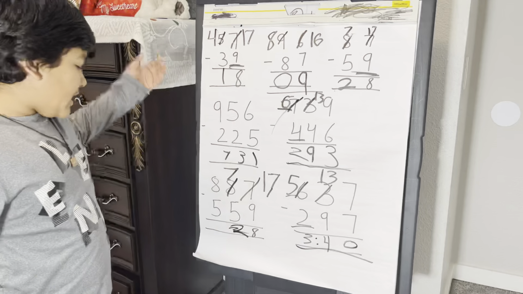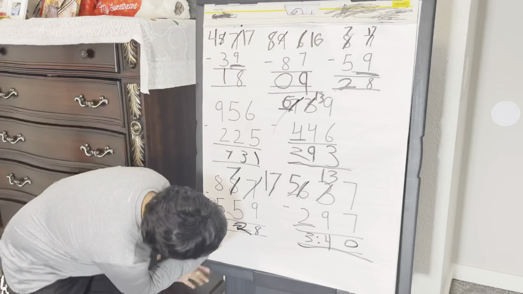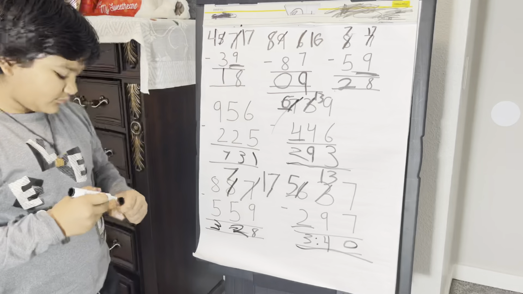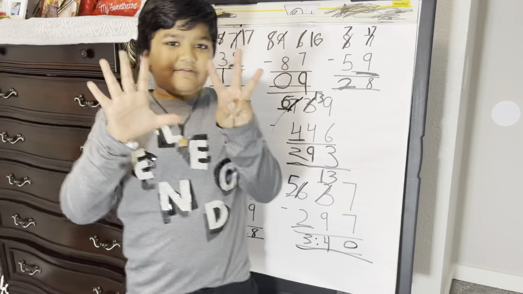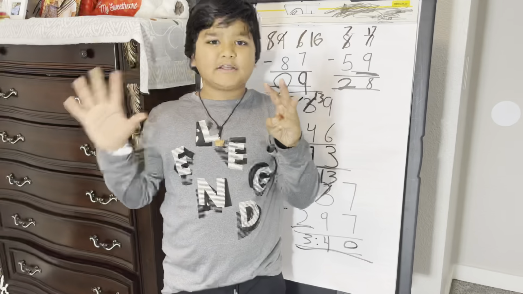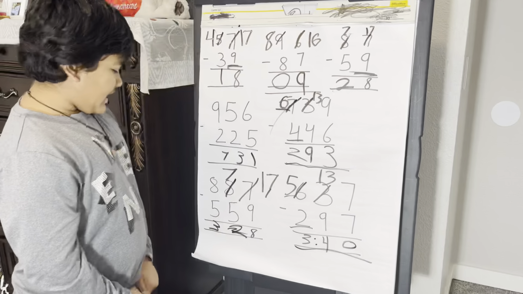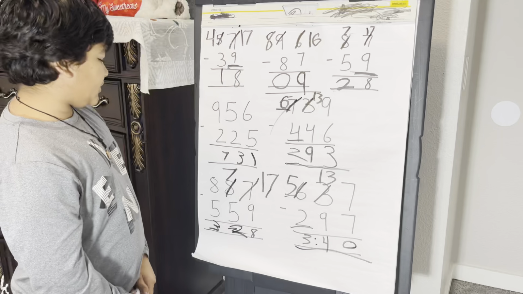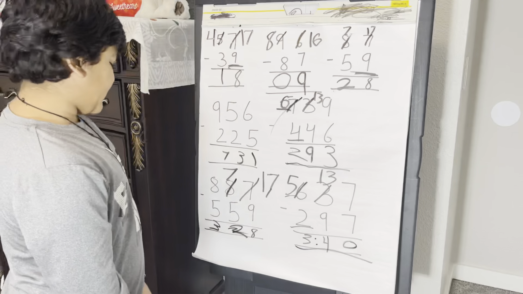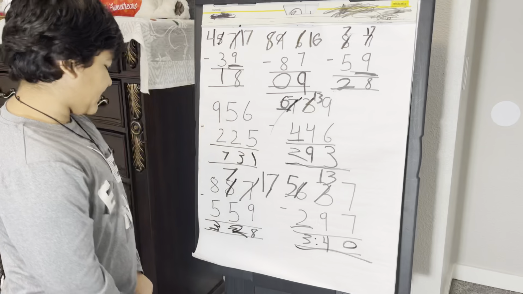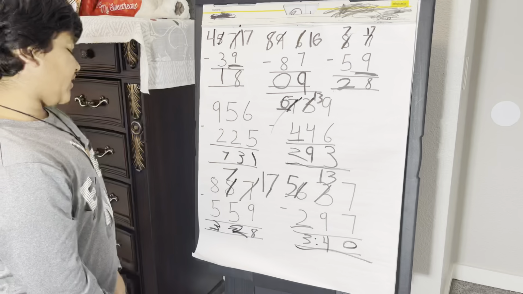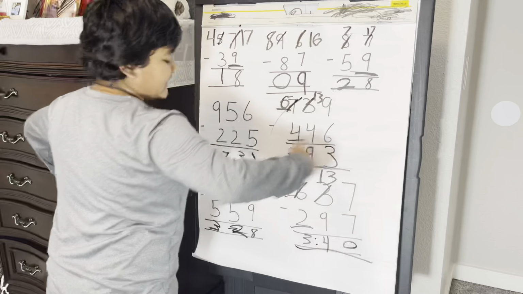And then 8 minus 5 equals 3. And why? Because you have 8 and you want to take away 5. One hand is 5, so take away that, and then you only have 3 left. So 8 minus 5 equals 3. And so for your answer, on 887 minus 559 is 328.